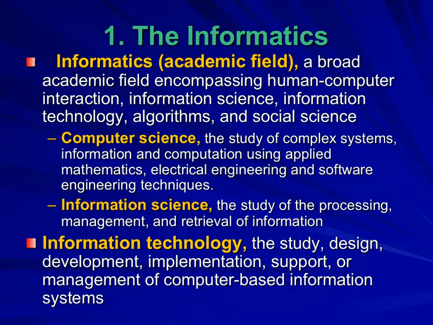There we need to distinguish informatics, computer science, and information science, because they are not the same term. Sometimes students mix them all together, but that's not fully correct. If we want to be precise in the usage of terminology, and I'm trying to be, we need to use a proper definition for proper things. Computer science we can consider the study of complex systems of information computation using applied mathematics, electrical engineering, and software engineering techniques. So computer science is a subfield of informatics in general.